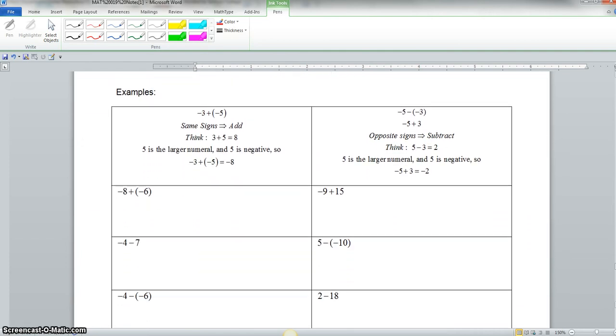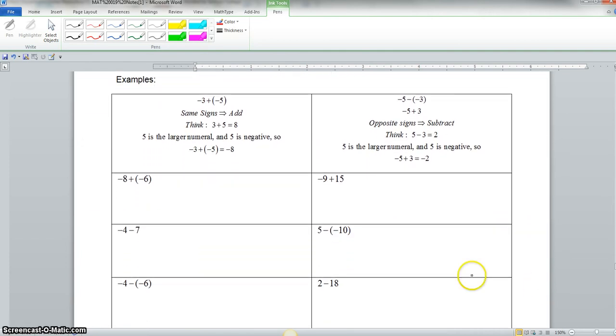Okay, now we go to the next page. We have our examples. We have here -3 plus -5. They have the same sign, so you add them together and carry the sign. Now, you can also think this. 3 plus 5, both of these are positive. You will add them together and get 8. So 5 is the larger numeral and 5 is negative. So -3 plus -5 equals -8.